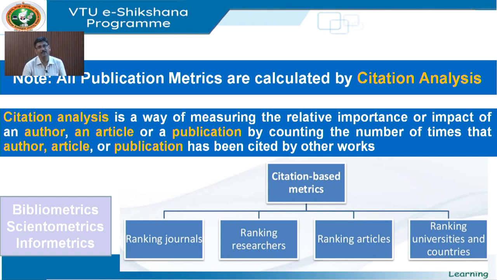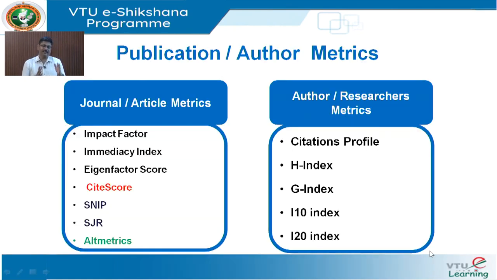Similarly, we have informetrics, librametrics, and cybermetrics. All those metrics will be analyzed for those subjects. Mainly, we can divide publication metrics into two categories: journal-based metrics and article-level metrics, which mainly focus on judging the quality of a publication journal.